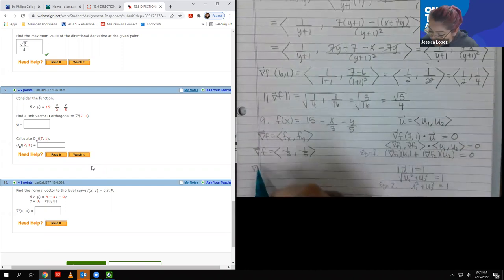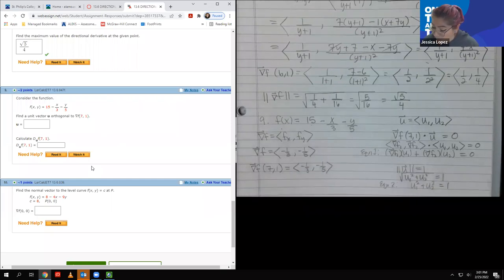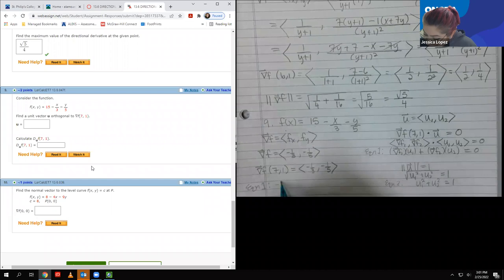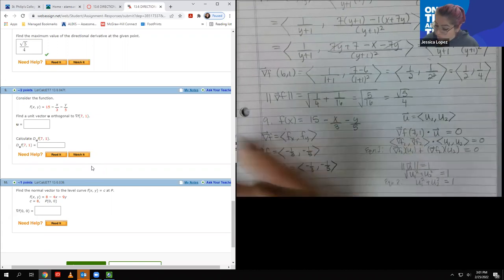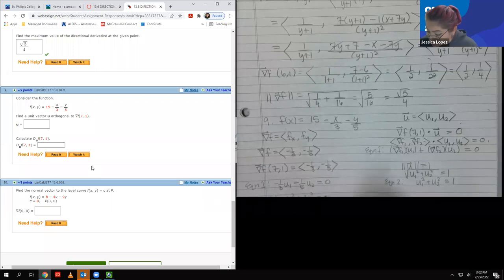If I plug in a point, it really doesn't matter what point I plug in, even though they're telling me to plug in (7, 1), there are no x's or y's to plug that into. So these are the values you're going to get. Which means that my equation 1 is going to look like negative 1/3 u1 minus 1/5 u2, and that should equal 0. And then my second equation is that u1 squared plus u2 squared equals 1.